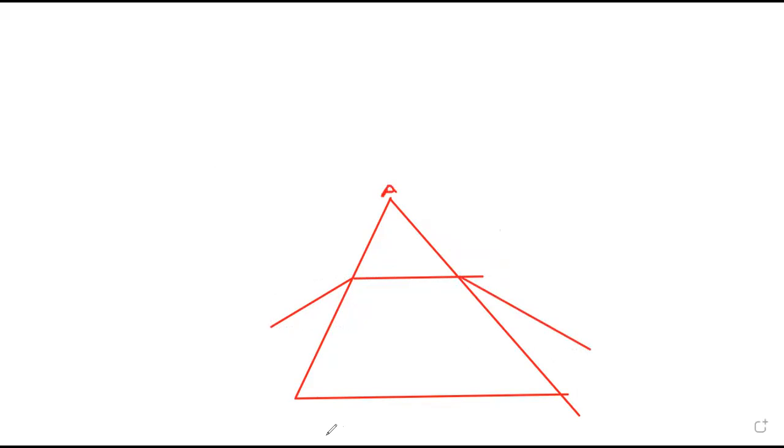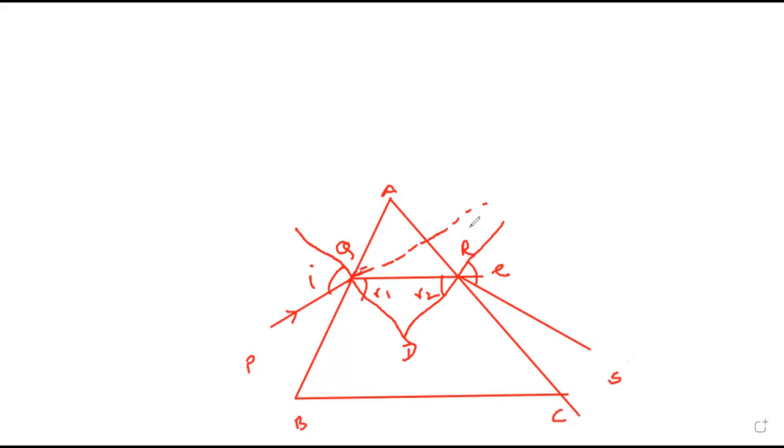So A, B, C, P, Q, R, S. The normal drawn at Q and the normal drawn at R meet at D. This is I, R1, R2, E. When PQ is produced forward and SR backward, they meet at O.